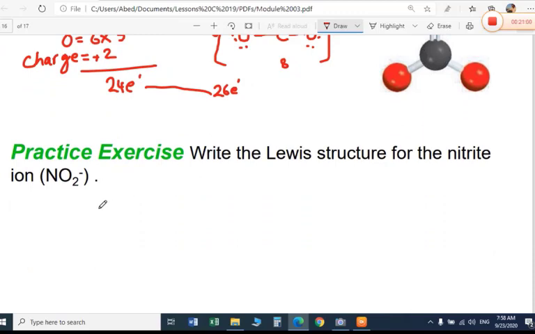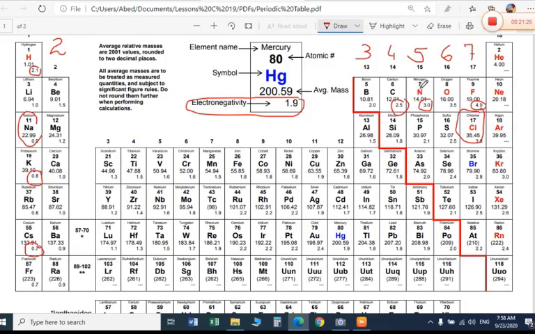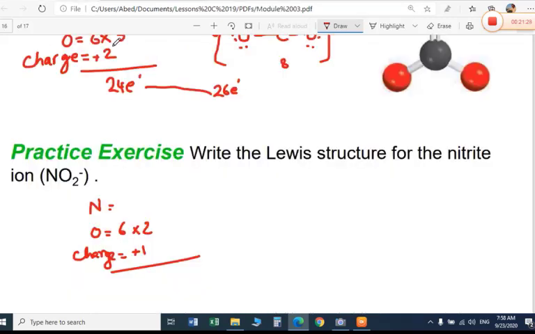Now come to the Lewis structure of NO2 negative, the nitrite ion. Again we make the total: nitrogen, and oxygen is 6 multiplied by 2, and the charge. Because it's negative, we add one electron here. Nitrogen has 5, but let me make sure. So nitrogen is 5, yes. So 5 here. So how much is the total? 12 and 6, 18. So this is 18 electrons.